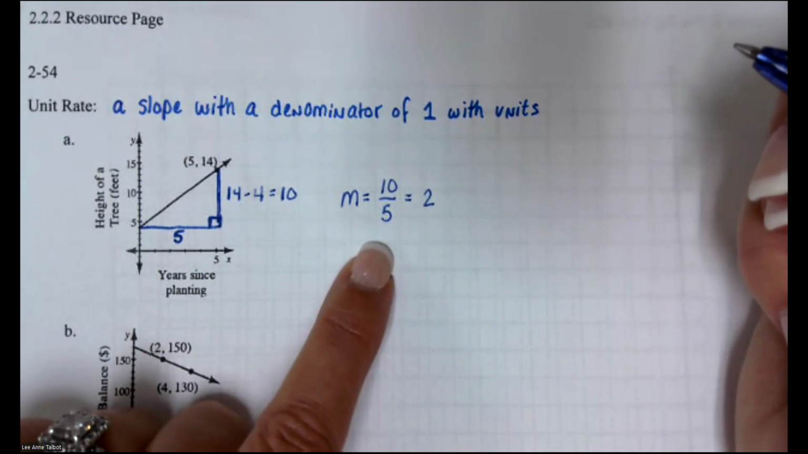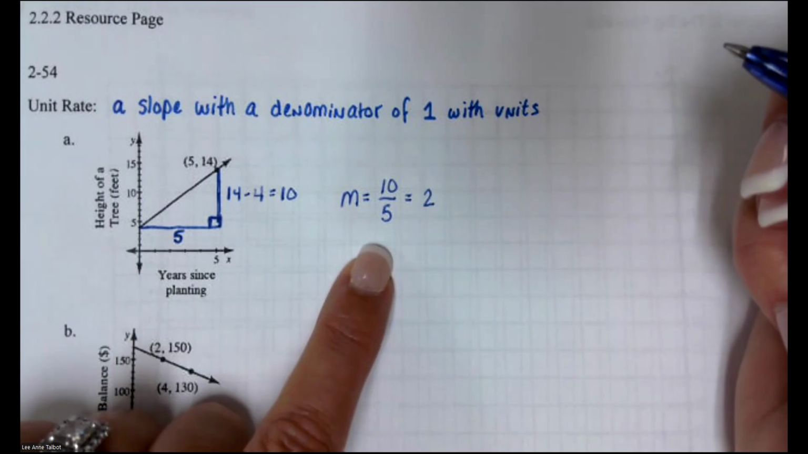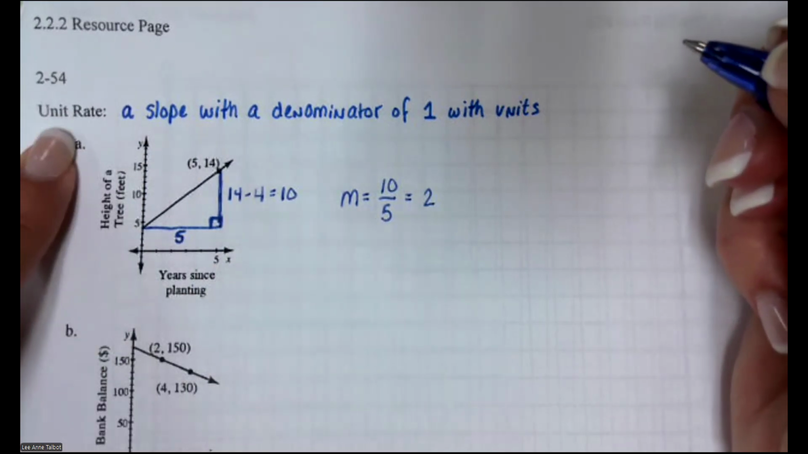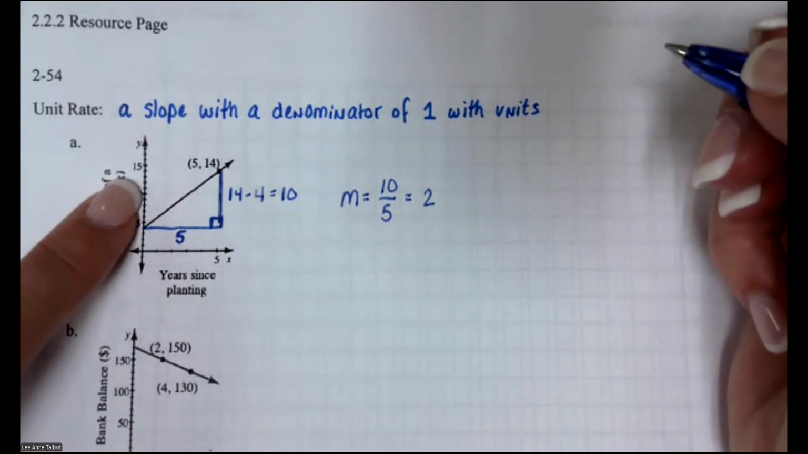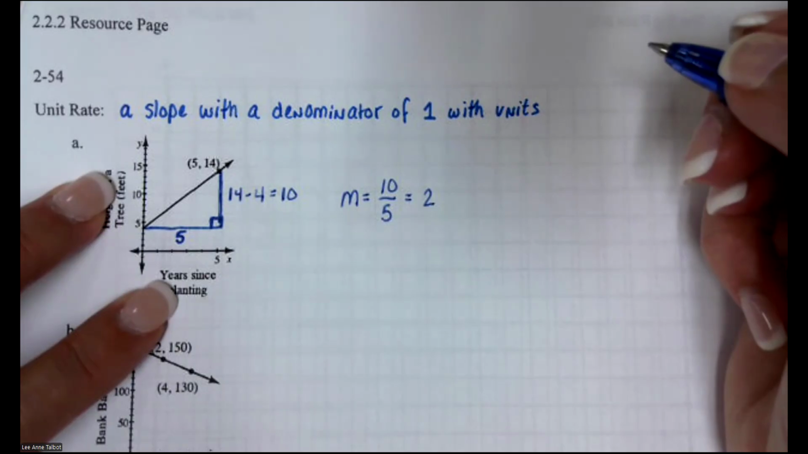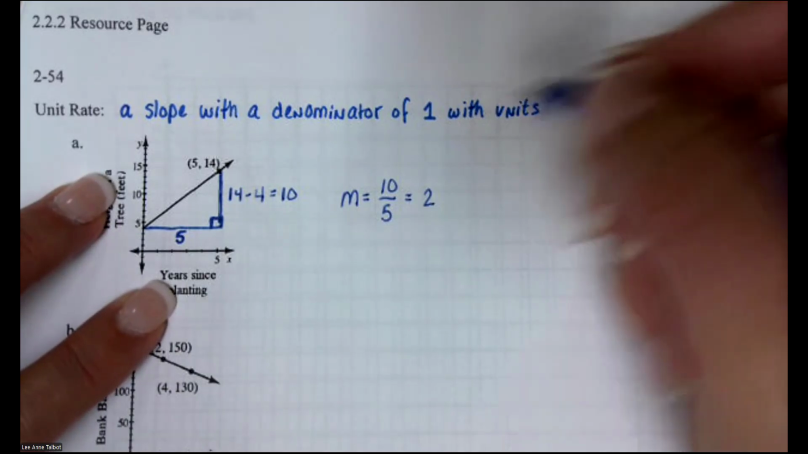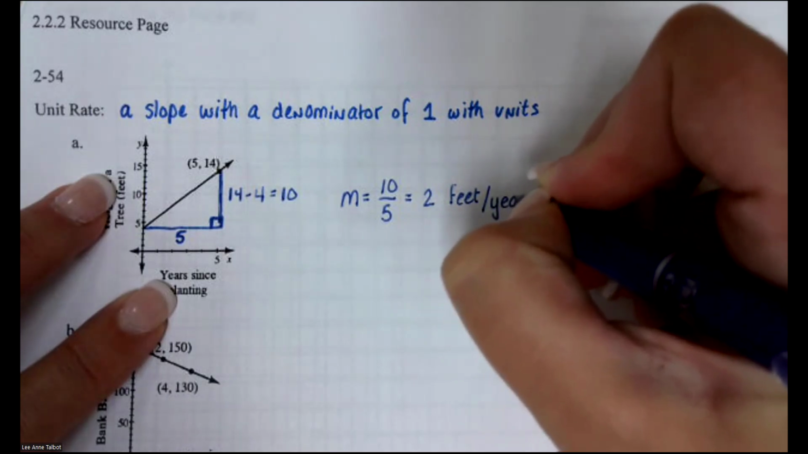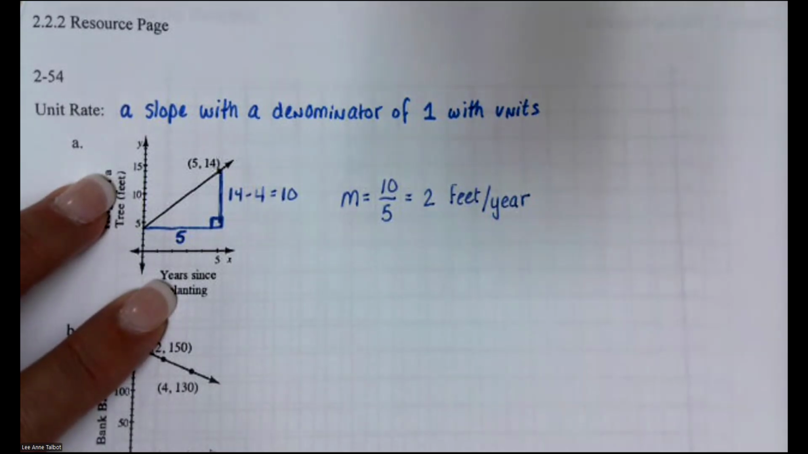Okay, now what is the units? What are the units in this? And you want to do the units also in rise over run. So you want to do y over x. So what are the units? Feet per year. Great. Feet per year.